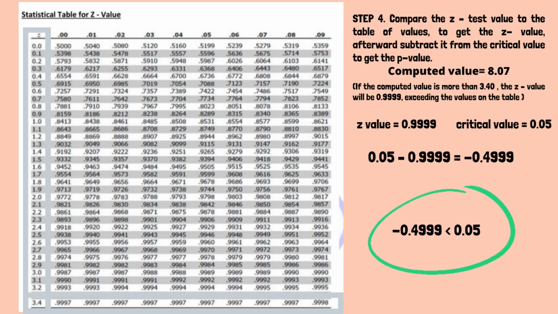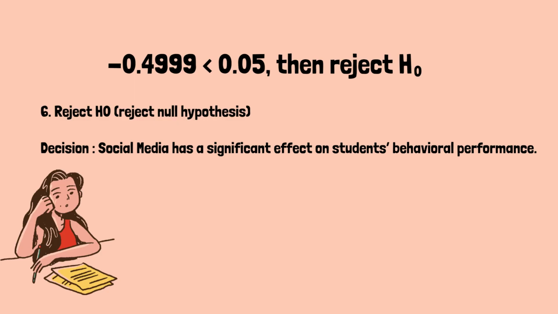So, anong magiging decision natin kapag ganon yung nangyari? Okay, so we are in the sixth step. So, meron tayong mas mababa daw yung p-value natin sa ating critical value or mas mababa yung negative 0.4999 sa ating 0.05. Therefore, we have to reject our null hypothesis. Okay, and then we have here the decision.